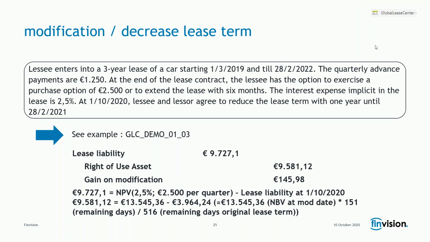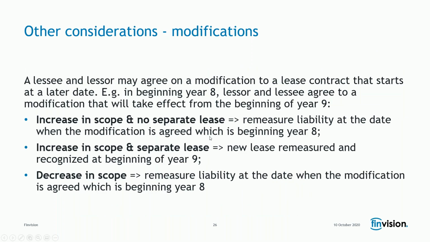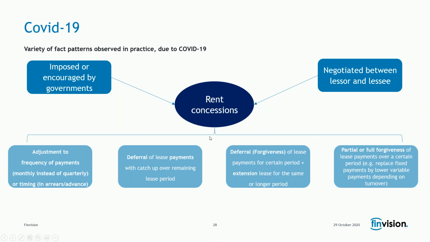COVID-19, indeed very important with respect to IFRS 16, as even an amendment was published by the IASB relating to the issues and the practices that they saw with regard to COVID-19 and the impact on the lease standard. In fact, a variety of fact patterns was observed due to COVID-19, and in practice there were rent concessions. Rent concessions can have various forms. Can, for instance, be an adjustment to the frequency of payments, that you pay on a monthly basis instead of quarterly, for instance, or in the timing.